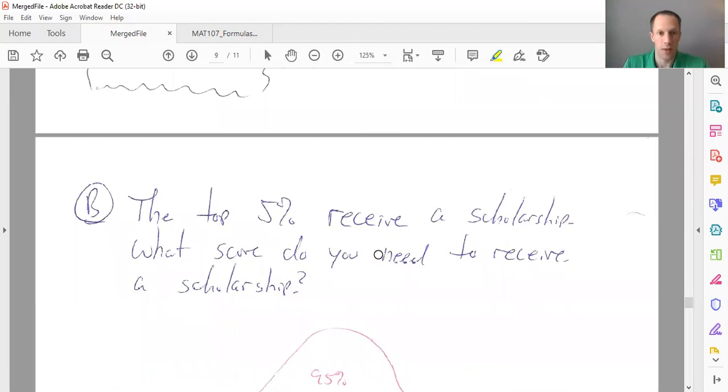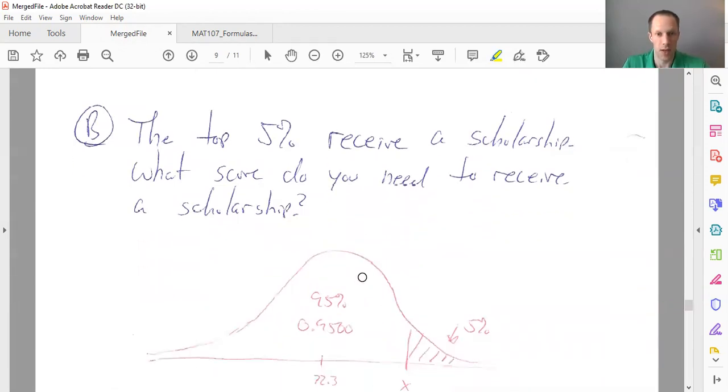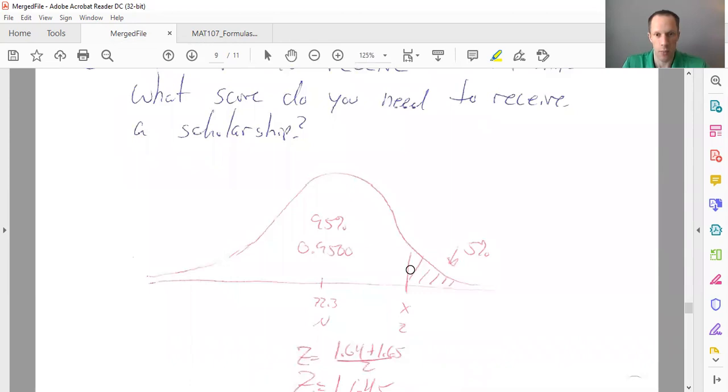Now maybe the top 5% will receive a scholarship to this college. So you might also want to know what score you need to beat to receive the scholarship. Well, this time we're looking for the value of x that will separate the top 5%. So we're going to shade that area to the right of our value of x on the right side of the distribution, because that represents the highest scores.